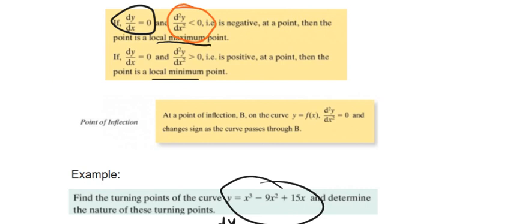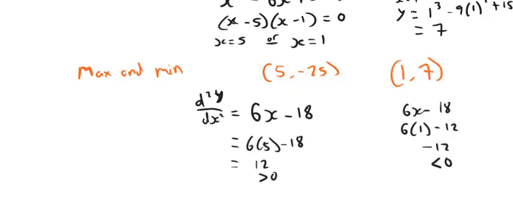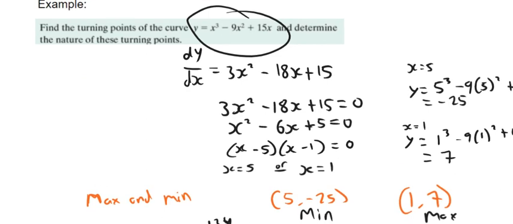So d2y dx squared, the less than 0 one, that will be the max. So therefore this is the max then. And then this one has to be the min. So that's where it's greater than 0. So I'm just putting in the value of x from the point. So I found my max and my min for the graph then, from differentiation.